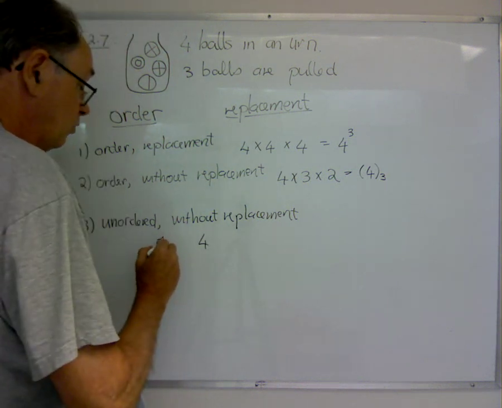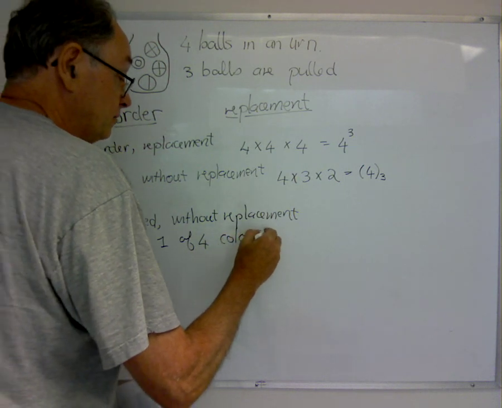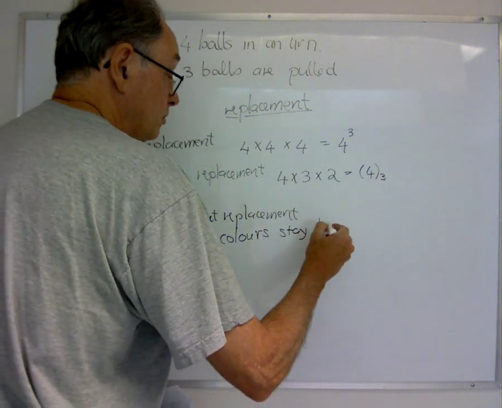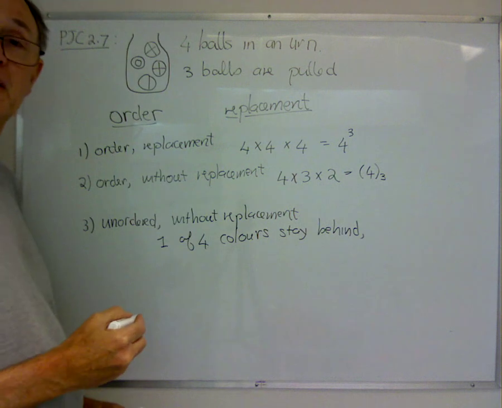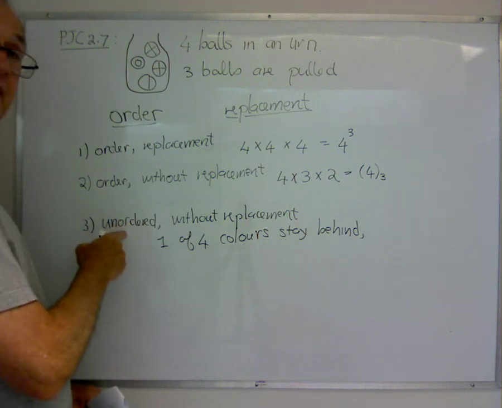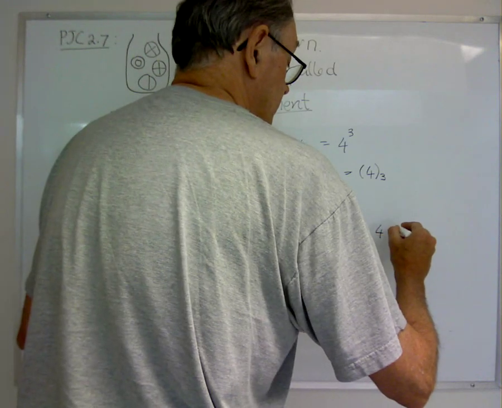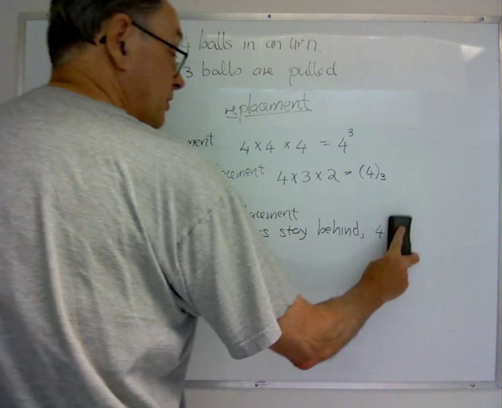So 4 possible balls stay behind. So I'm just going to say 1 of 4 colors stays behind. And so the number of ways that this can happen, unordered, without replacement, is 4 choices, 4 ways that you can do that.